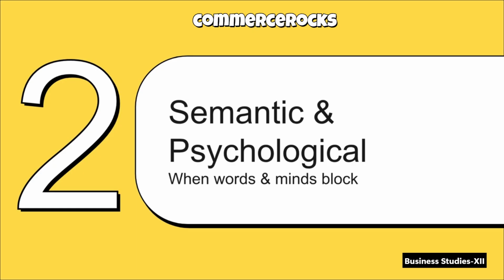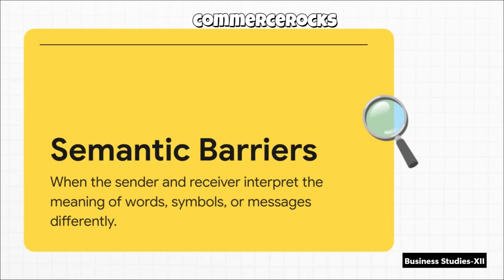information we get. So semantic barriers are all about meaning. This happens when the person sending the message and the person receiving it interpret the language completely differently. The problem isn't the idea itself, but the words or the symbols that were used to express it.